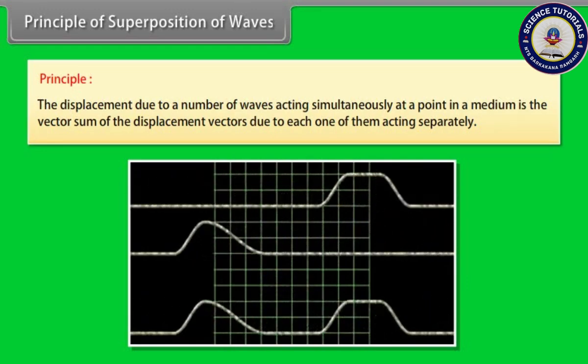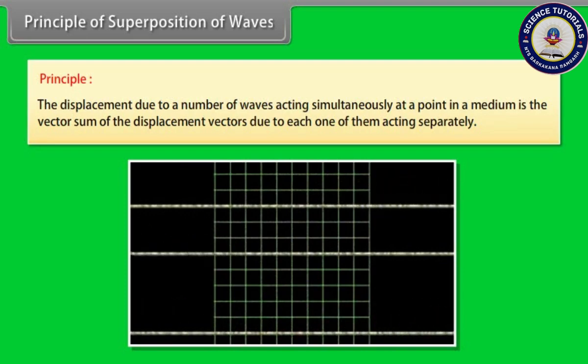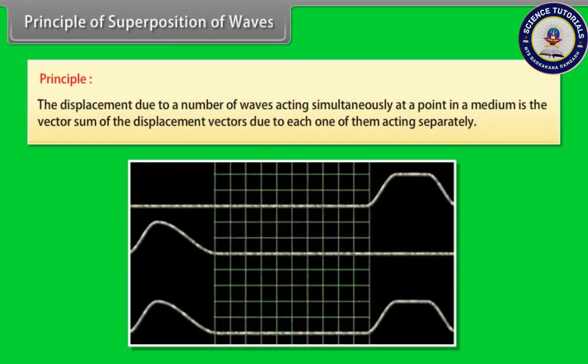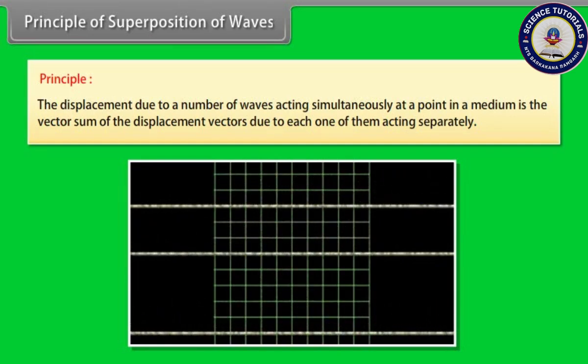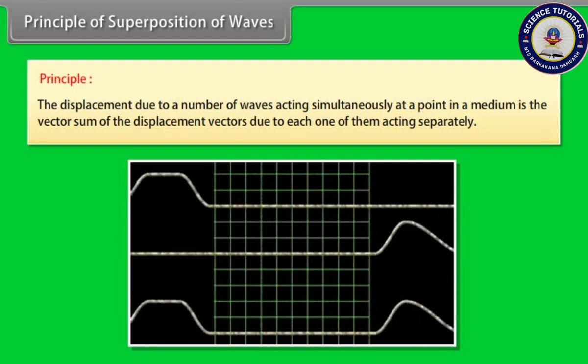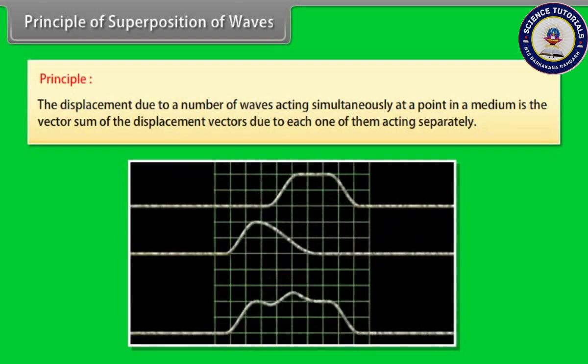Let us take an example. Consider two pulses approaching each other. When the pulses cross each other, they combine to produce a resultant pulse. After crossing each other, they again begin to travel independently as if nothing had happened.